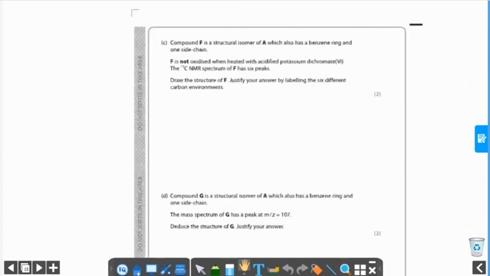Compound F is a structural isomer of A, which also has a benzene ring and one side chain. F is not oxidized. That means it is a tertiary alcohol. Let me draw a tertiary alcohol here. Okay, this cannot be oxidized. The C-13 NMR spectrum of F has 6 peaks. Draw the structure of F. You already drew it. Justify your answer by labeling the 6 different carbon environments.